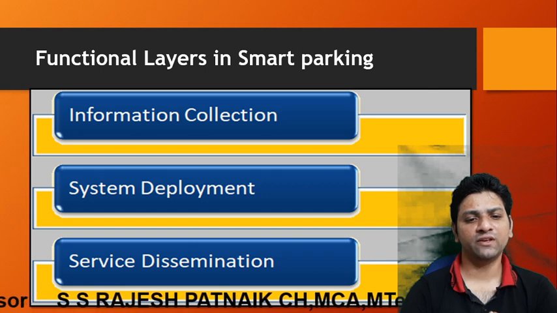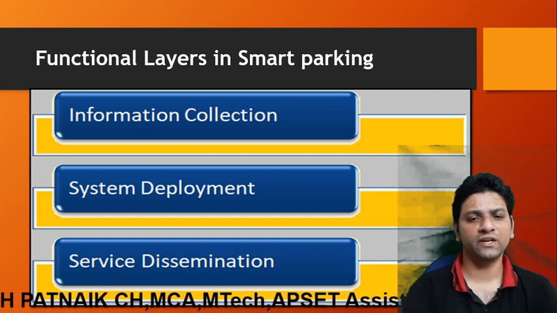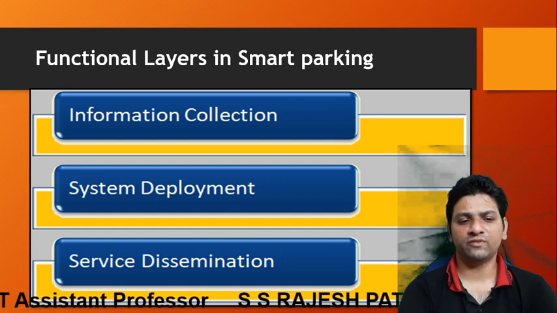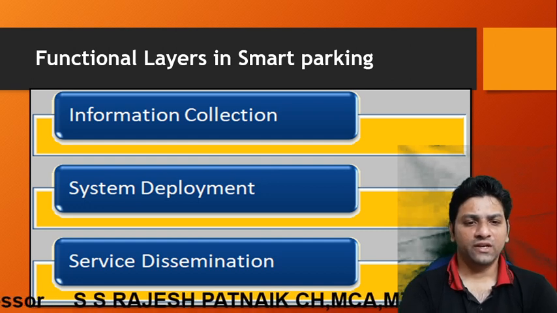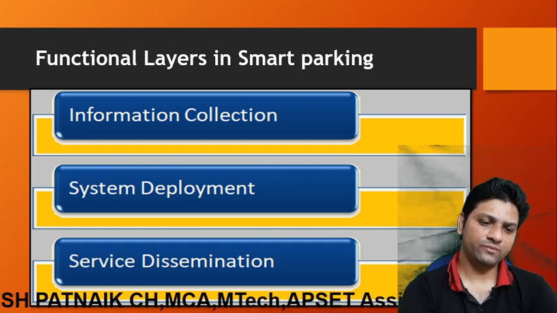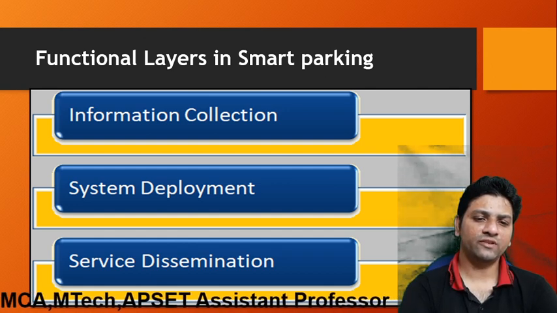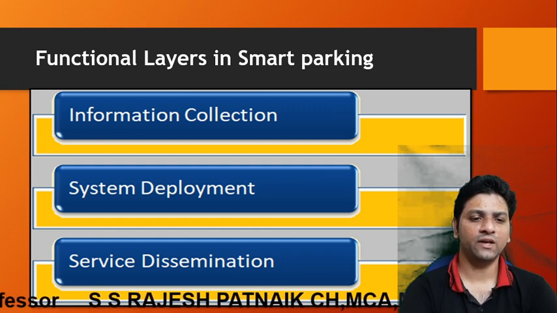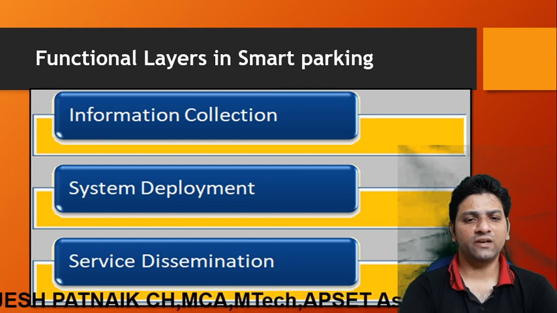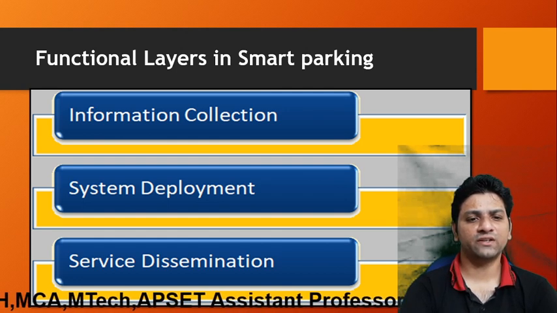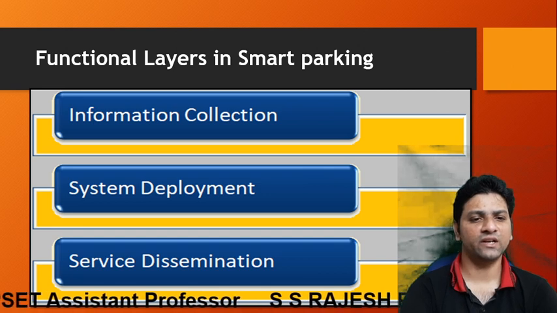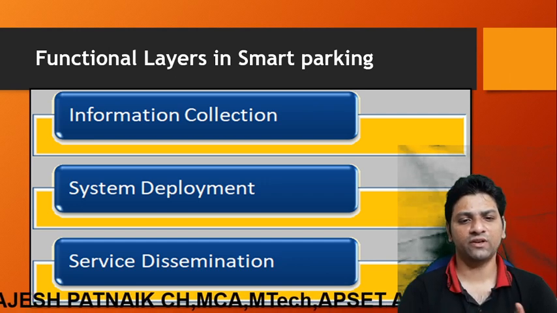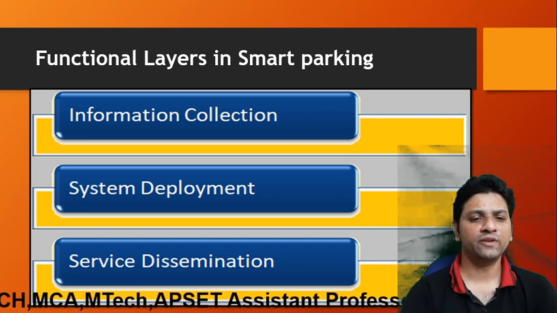System development means the software developed for the IoT devices. There are different purposes of the software that was developed in the system. And service dimension means there are different types of services provided through that particular software. That means there are mainly three layers whenever we consider smart parking. You must remember and write these whenever anybody asks regarding smart parking.